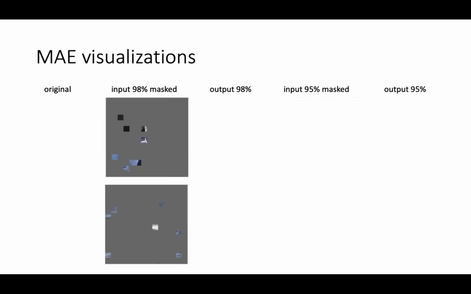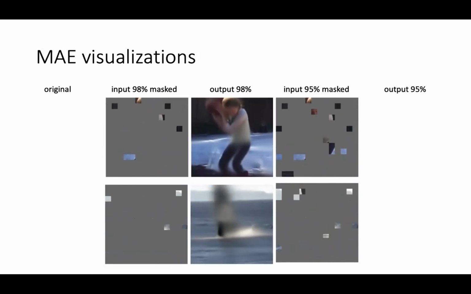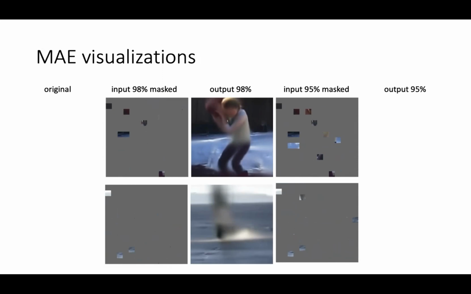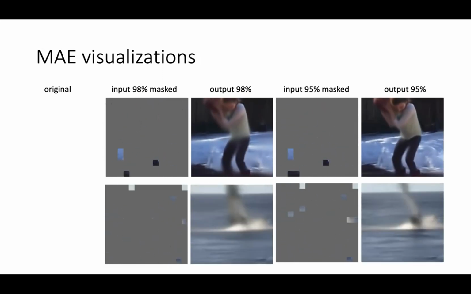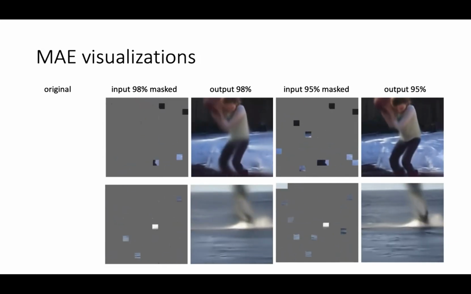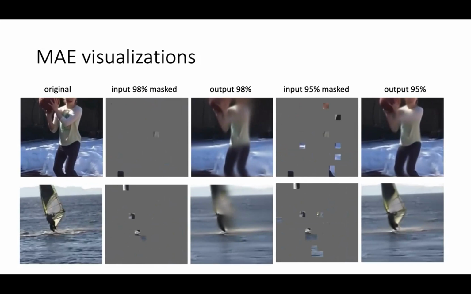So now I show a few more examples. This would be the masked input for 98% masking, 95% masking. And this is what the model can predict out of that. And this would be the output for when the model sees 5% of the input. And this is the original input.